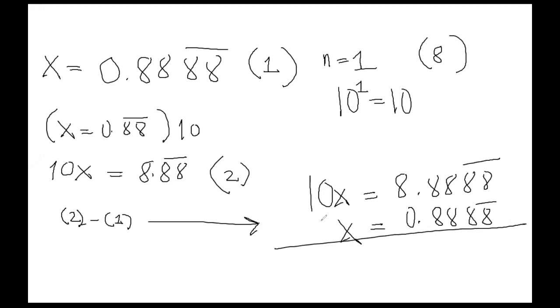Okay. Now, let's subtract them. Subtract natin yung left side and then yung right side. 10x minus x will give you 9x. Okay? 8.88888 minus 0.88888, mangyayari, magka-cancel yung repeating part natin. 0 lang sila. So, this would be 8. Okay? Now, divide both sides by 9. Our x is equal to 8 over 9.